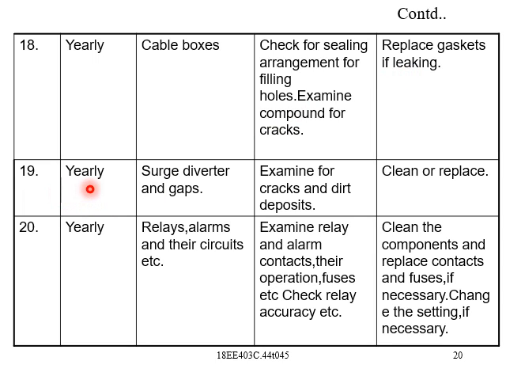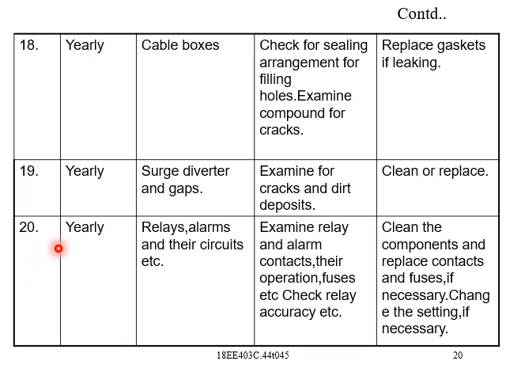The next, yearly maintenance. That is, the item to be inspected is surge diverter and gaps. If any lightning or thunder occurs during rainy seasons, then the lightning arrestor is provided, that is a surge diverter and gaps. So the inspection done is examine for cracks and dirt deposits, and if so found, you can clean, or if any break or damage occurs, you may replace also.